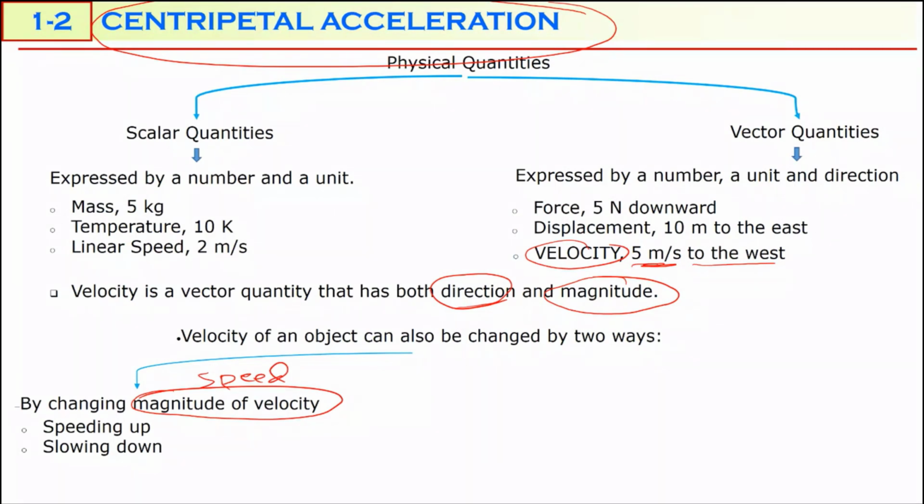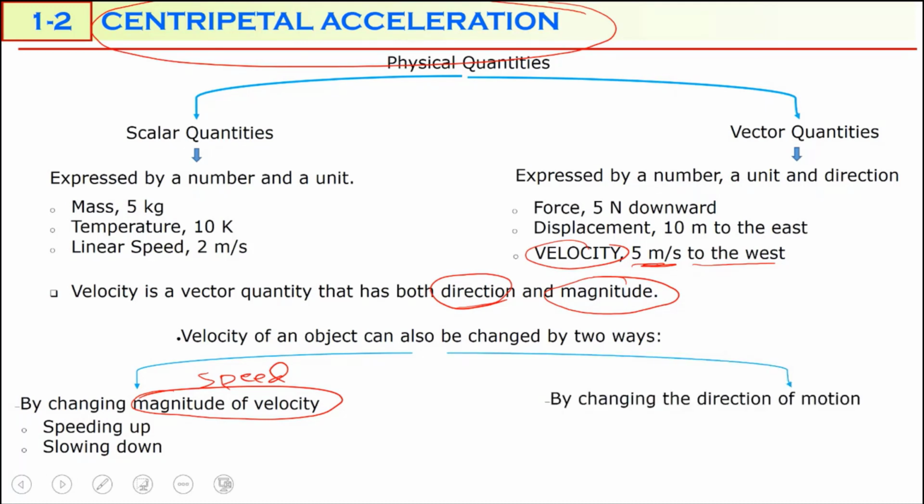velocity. Like when it was 5, you make it 6 meters per second. When it is 6, you make it 10 meters per second. So just speeding up, or you can slow down. I mean, if your car is moving with 5 meters per second, you slow down and make it 3 or 2 or 1. So by speeding up or by slowing down, you can change the magnitude of velocity. And also you can change the direction of motion.